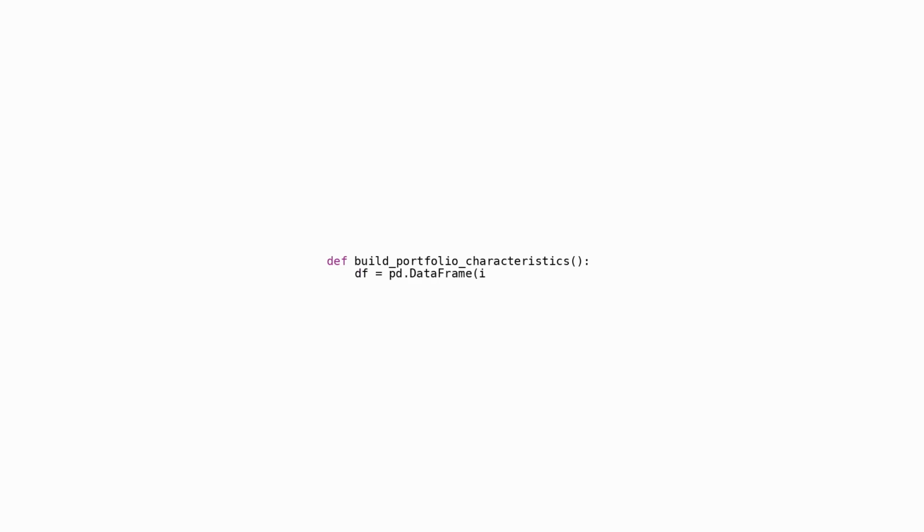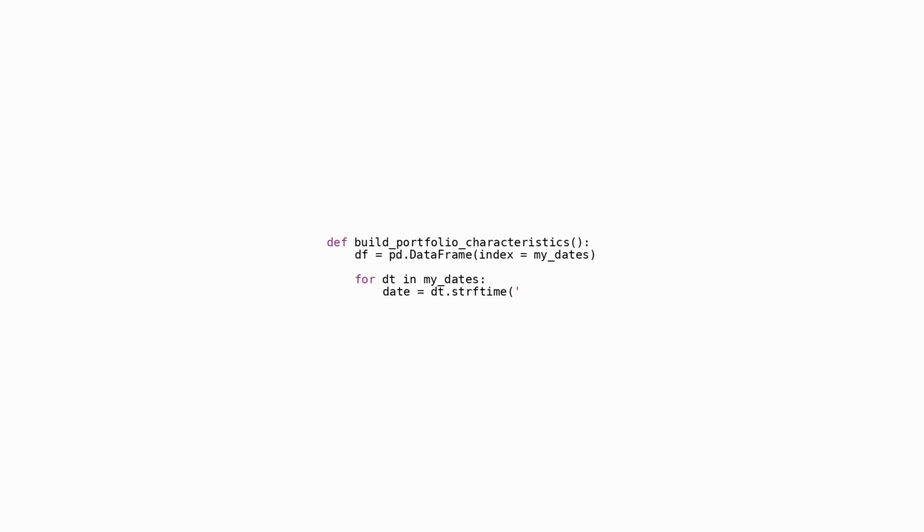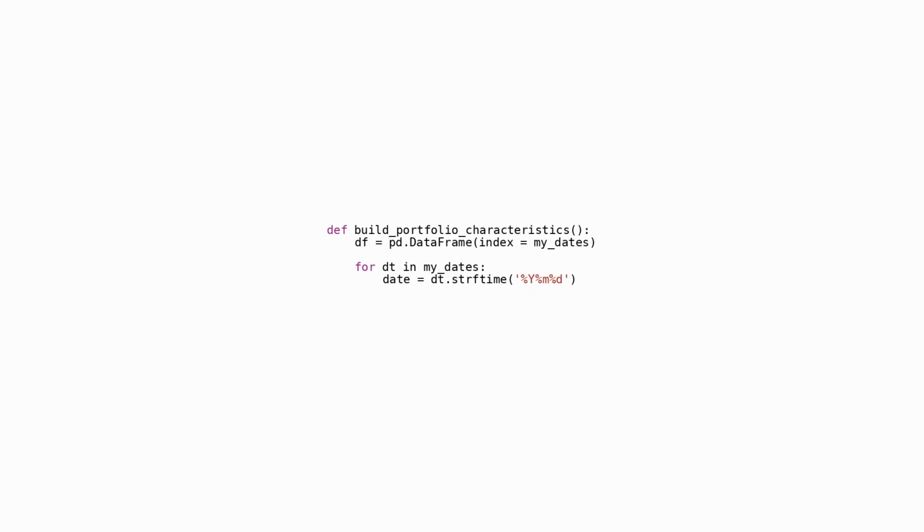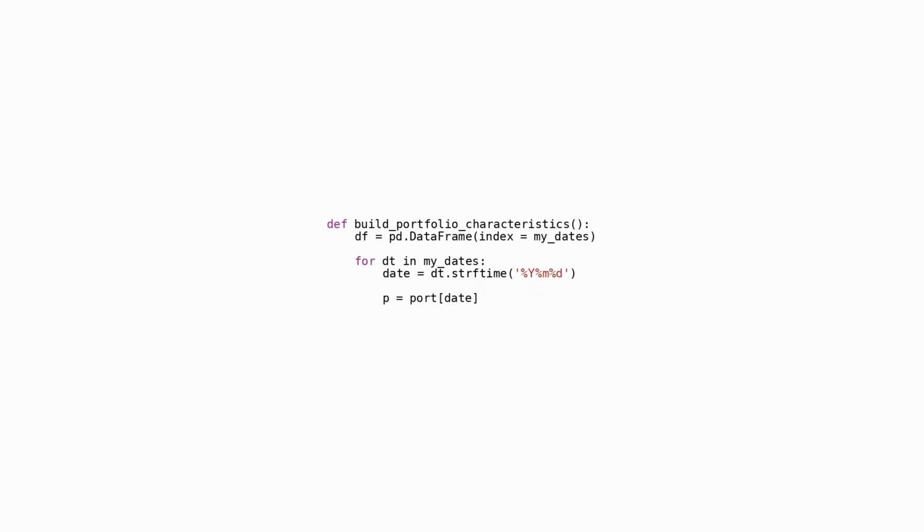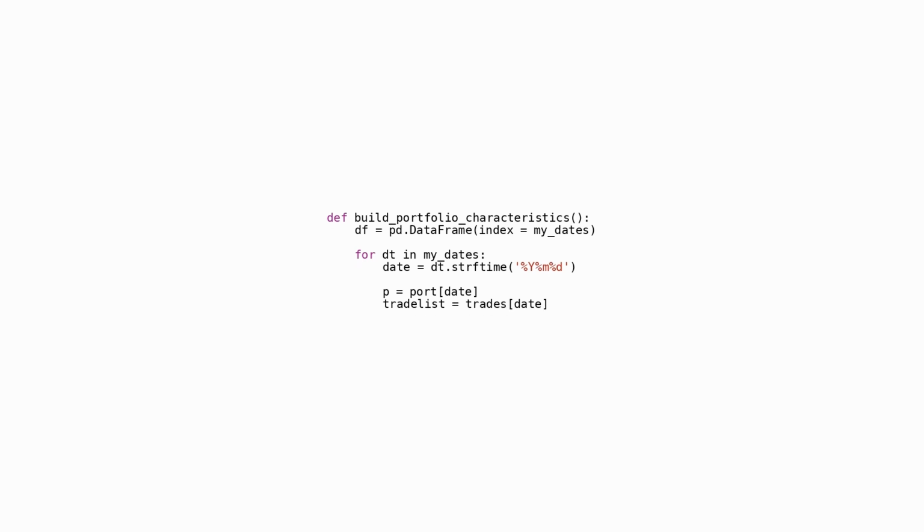This code defines a function named build_portfolio_characteristics that is intended to calculate and return a data frame containing various portfolio characteristics for different dates. The data frame df is indexed by a sequence of dates my_dates. For each date in my_dates, the function formats the date as yyyymmdd, retrieves the portfolio P and trades trade list for that date, and calculates various characteristics.